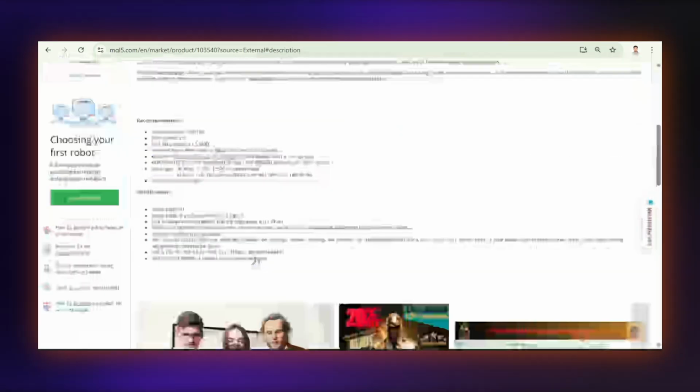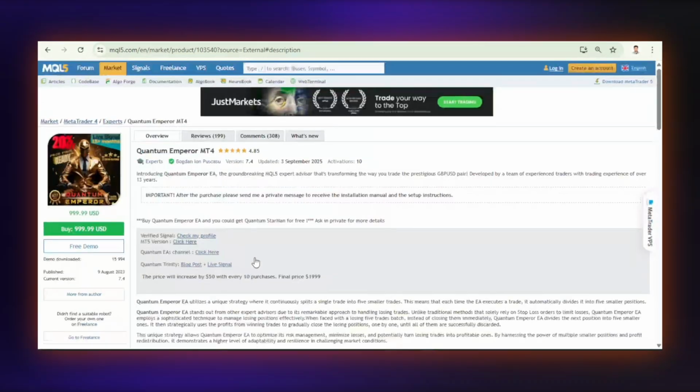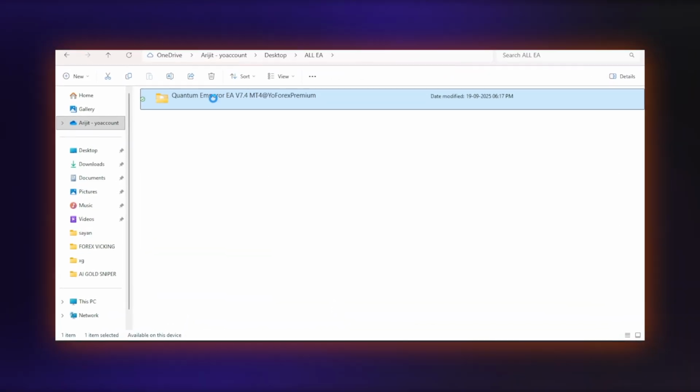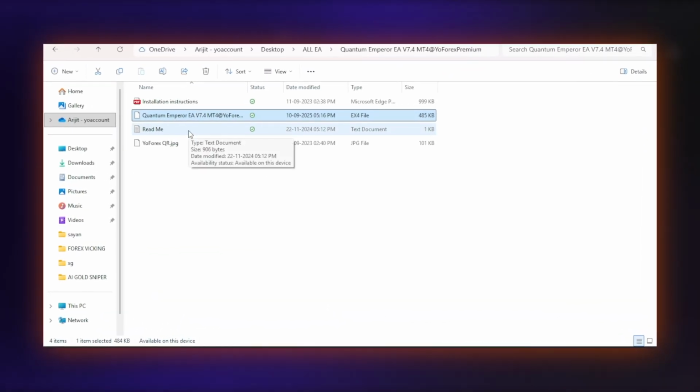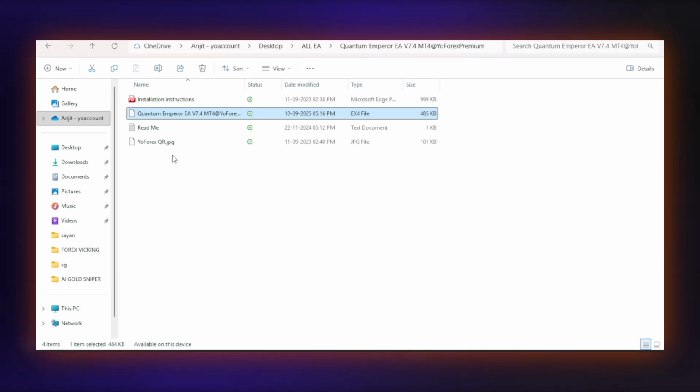After your purchase, you will receive the Quantum Emperor EA program along with easy-to-follow installation instructions and additional files to set it up. Here is your download folder, which includes the necessary files, instructions, and user manual to get started.